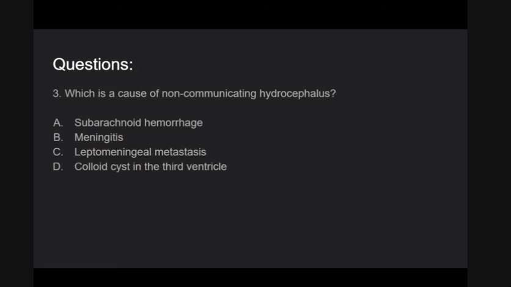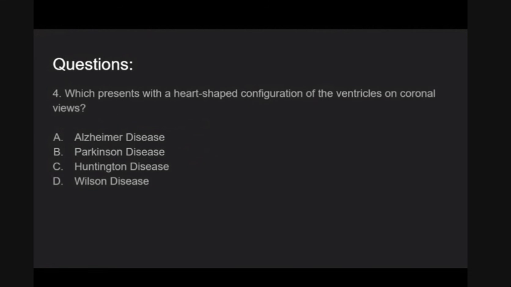For the third question, which is the cause of non-communicating hydrocephalus, the answer of which would be a colloid cyst in the third ventricle. While the other three choices would present as communicating hydrocephalus. And last question, which of these will present as a heart-shaped configuration of the ventricles on coronal views? The answer for which is Huntington disease.